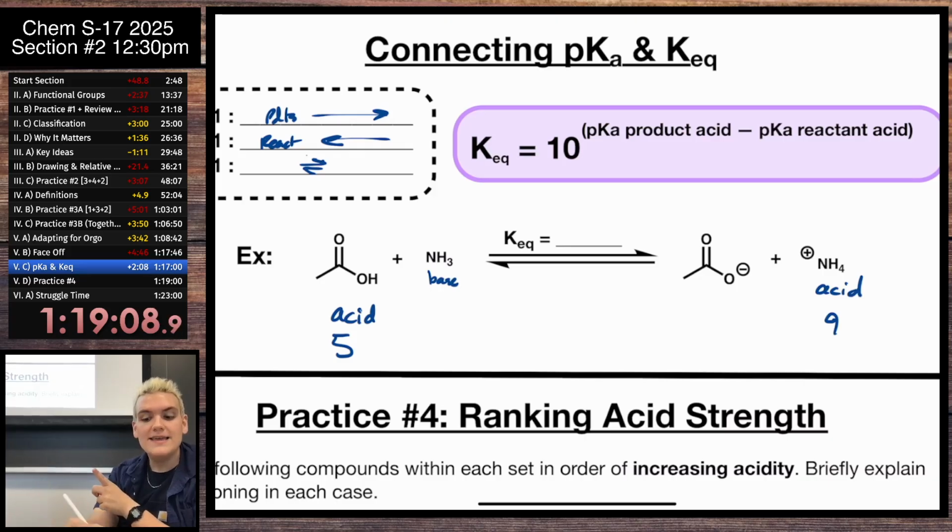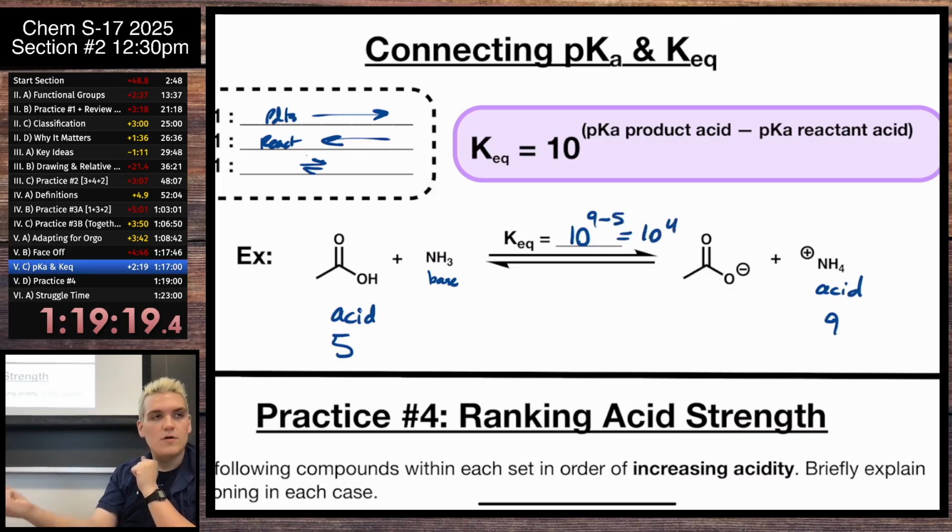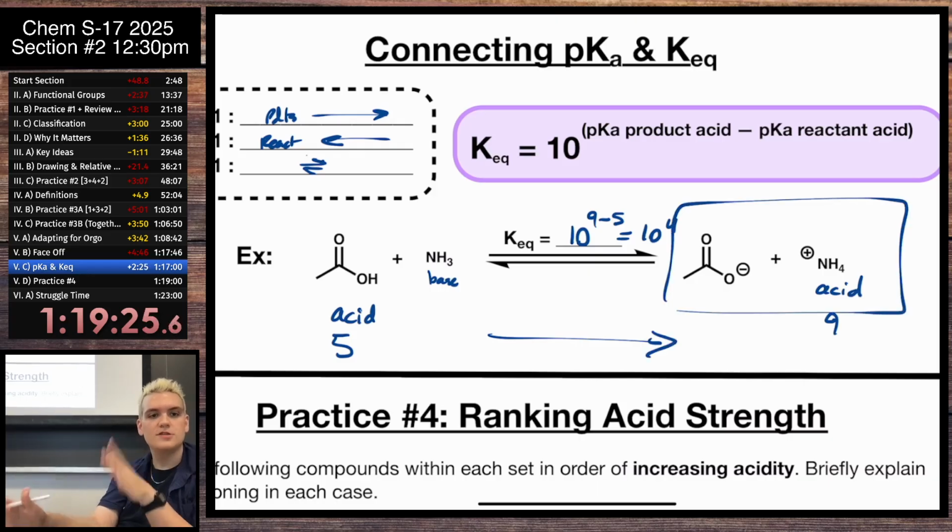So the way that we get the KEQ is we do 10 to the power of the product acid pKa, 9, minus the reactant acid pKa, 5. So that's going to be 10 to the 4th. So is that going to be product or reactant favored? Product favored because it's greater than 1. So that's a skill that you need to know how to do.